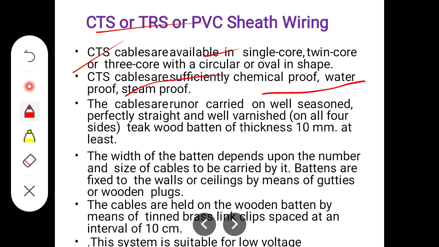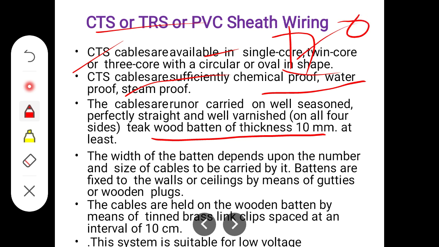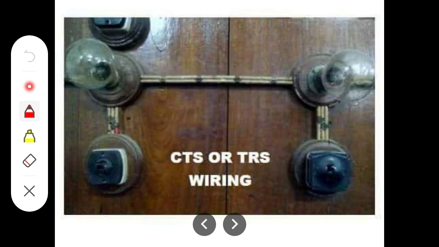The wood batten thickness will be 10 mm, and the width of the batten depends upon the number and size of the cables carried. Battens are fixed to the walls and ceiling by means of gutties. We are placing the gutties by making a hole, then placing the wooden gutties into them, then placing the nails. This system is suitable for low voltage. Okay, this is the CTS or TRS.